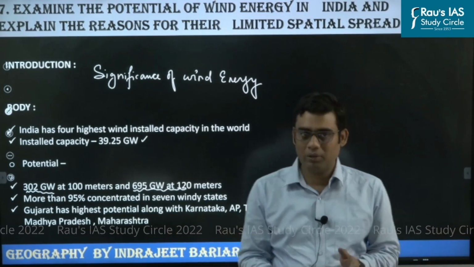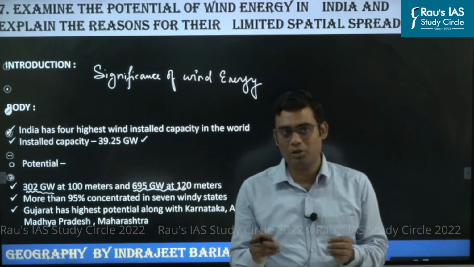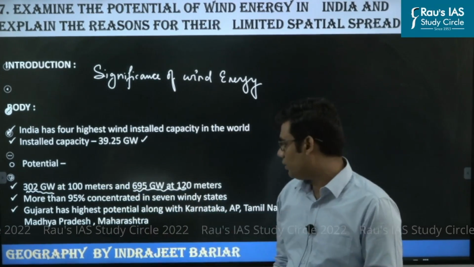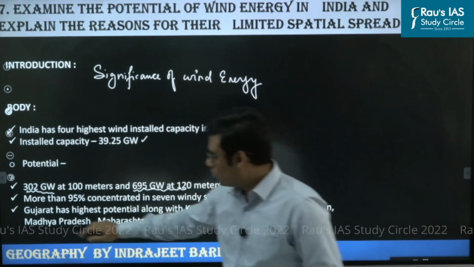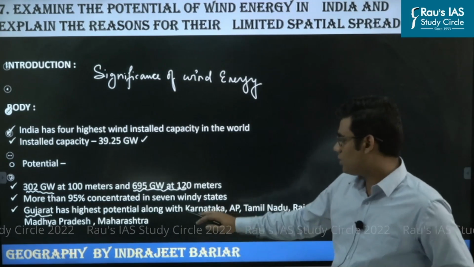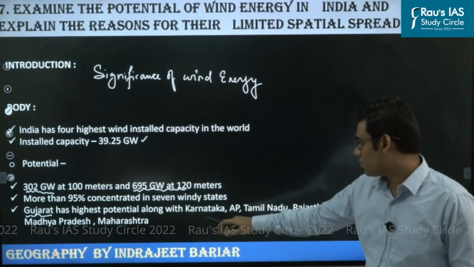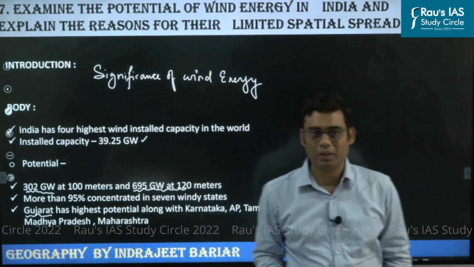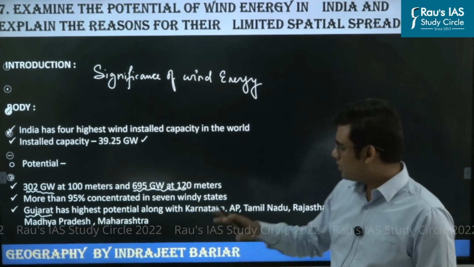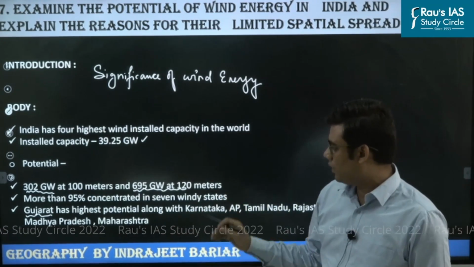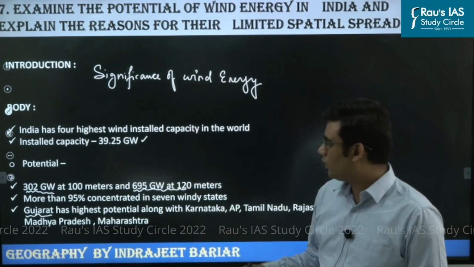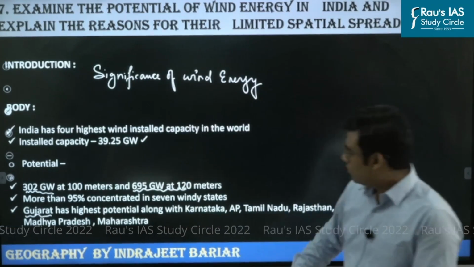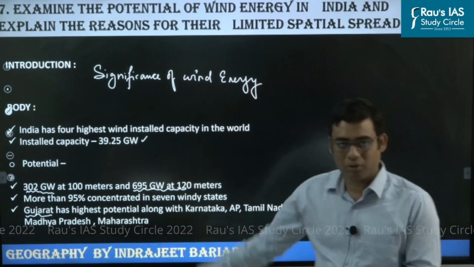But apart from that, the aspect that I was saying is that the potential is limited to a few windy states. More than 95% is found in only 7 windy states. Gujarat has the highest potential. The other 6 states are Karnataka, Andhra Pradesh, Tamil Nadu, Rajasthan, Madhya Pradesh, and Maharashtra. So these are the 7 states where the majority of the wind energy generation potential remains. So this is the potential part, which is the first part of the question.